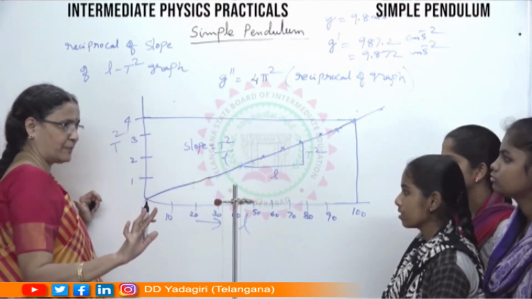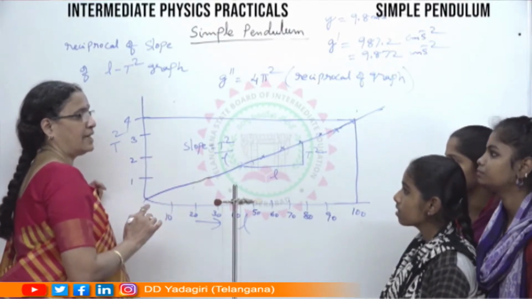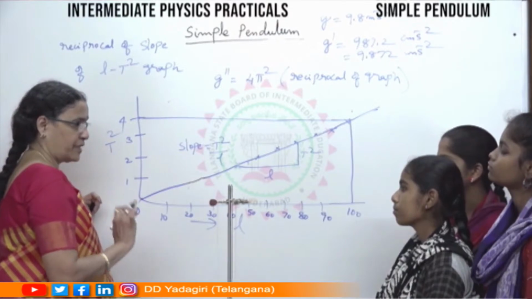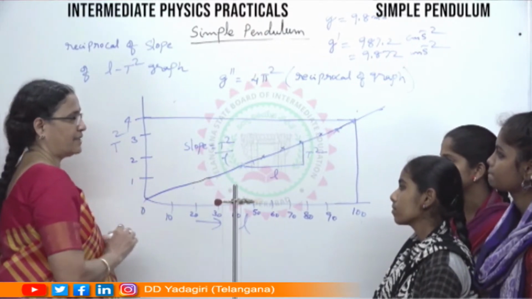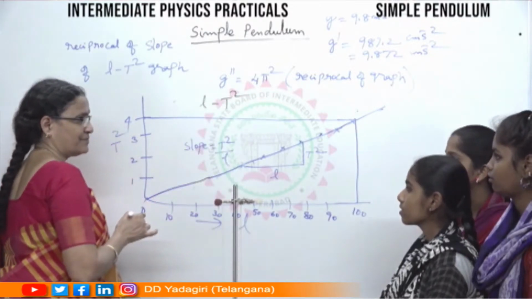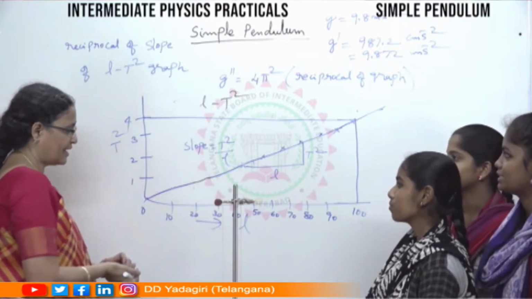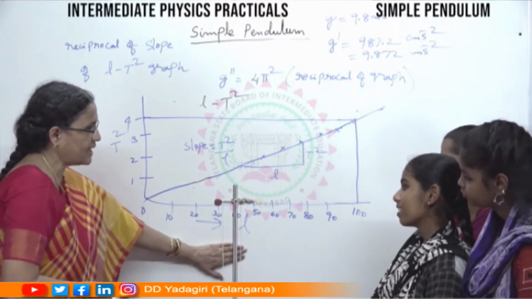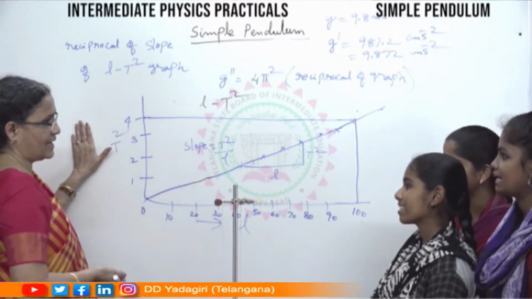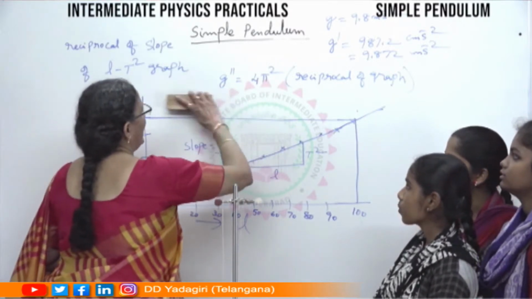One step is over. Then you will be asked, calculate the length of the seconds pendulum from the L-T square graph. Don't read it as L minus T square, girls. You have drawn the graph taking L on the x-axis and T square on the y-axis. So don't read like that. It is L versus T square.